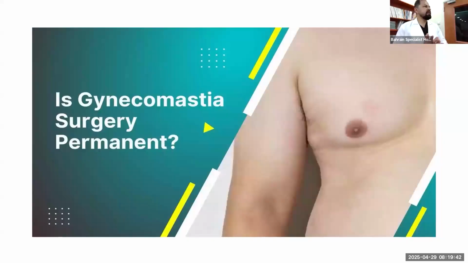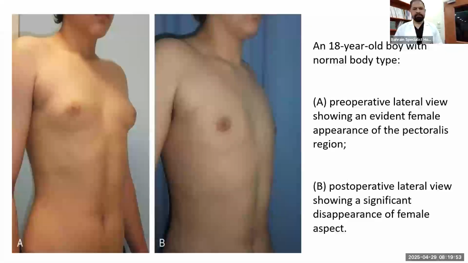So is this surgery permanent? Yes, once it is done, because we are removing the gland as well as the fat, usually if done properly, the gynecomastia surgery is permanent. You can see this before and after of an 18-year-old boy. This is gynecomastia. After the surgery, you can see the transition. It's smooth. There is no stepladder pattern because it is done with both liposuction and gland excision. So the chest wall appears smooth.